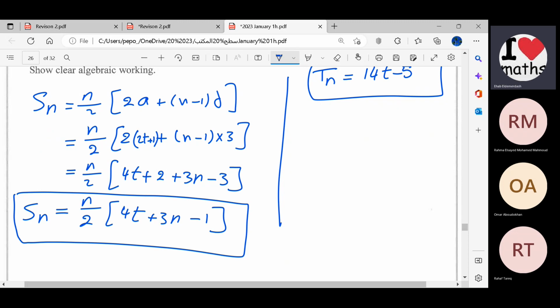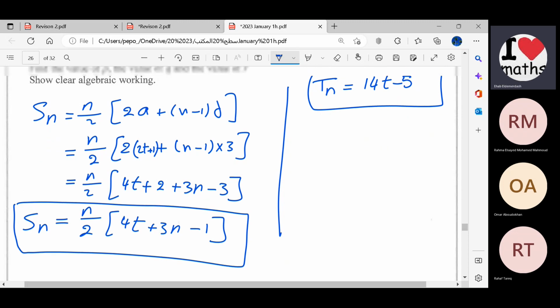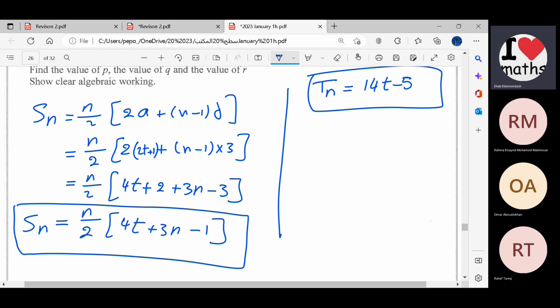On the other hand, I have another given. They are telling me that the nth term is equal to 14t minus 5. This is not a normal question. They are fighting with us. So what is the definition of the general term? a plus n minus 1 into d, right? That is the nth term. Wait, the sum of n I just prepared, I just kept it.